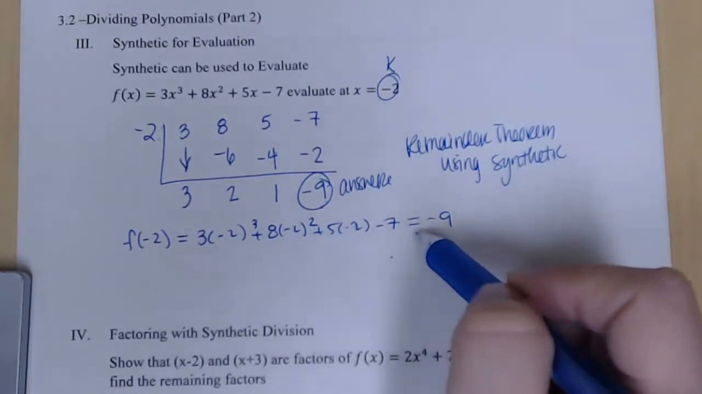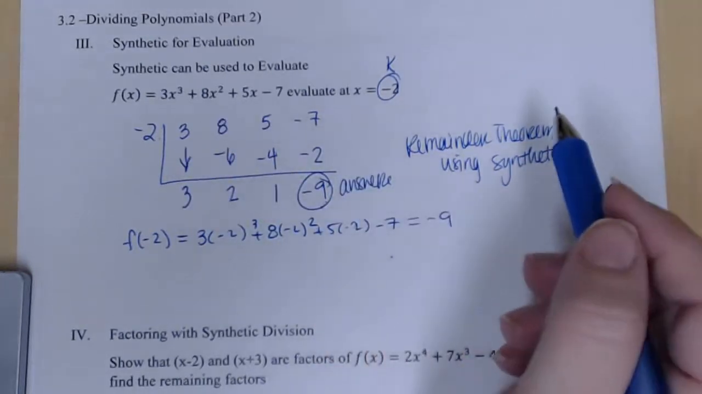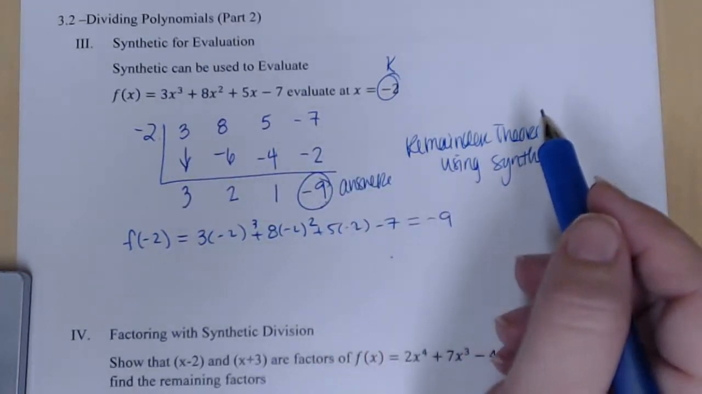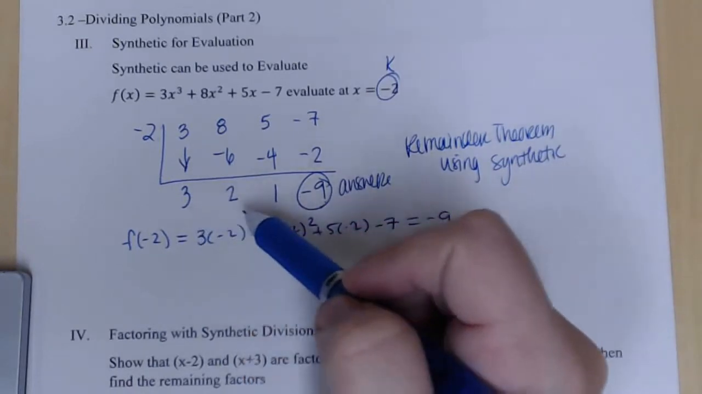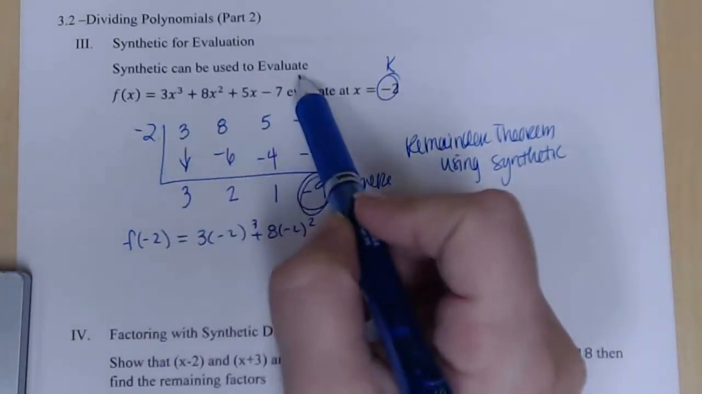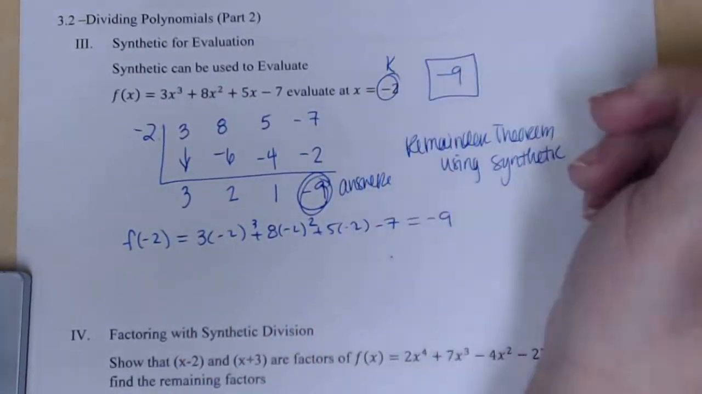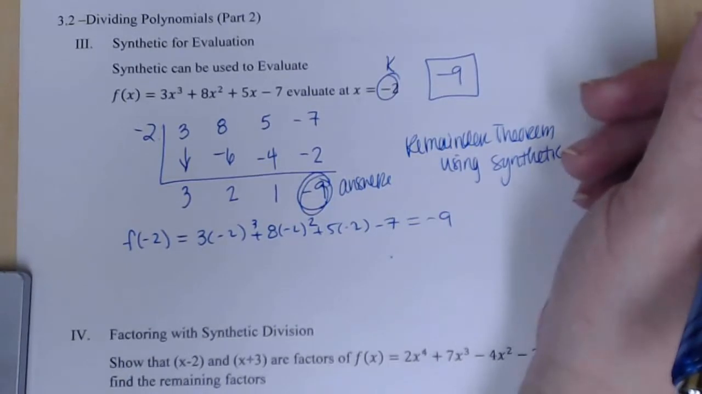And you'll have many of these on 3.2 and 3.3 of evaluate, and so it also gives you good practice skills for your synthetic. So notice I didn't write 3x squared plus 2x plus 1. All I want is negative 9, so it says synthetic can be used to evaluate f of x, evaluate x equals negative 2. I'd say that's negative 9. Box it up. And that would be my answer for this problem.